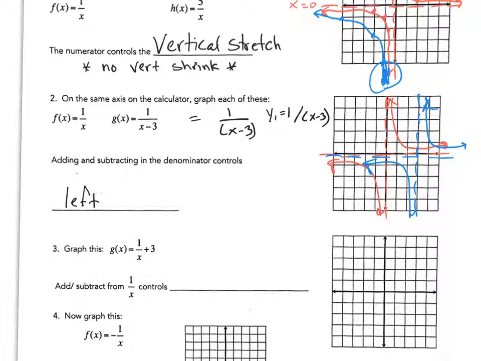If you're adding, it's going to move it left. If you're subtracting, it's going to move it right. Remember, it's always backwards to what you think because it's with the x. We're really going to call this the vertical asymptote. So your denominator controls your vertical asymptote. Vertical means it runs up and down, and so this is going to be our x equals some number asymptote.